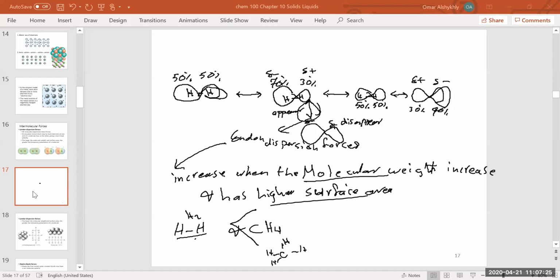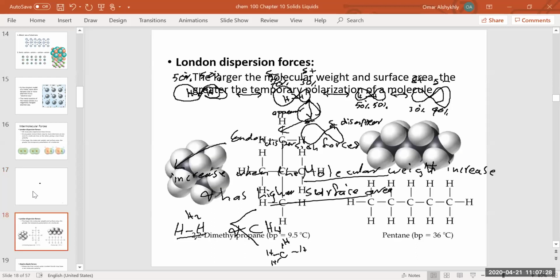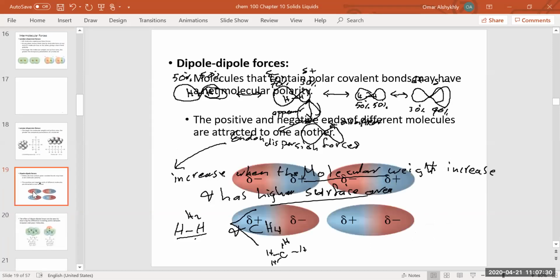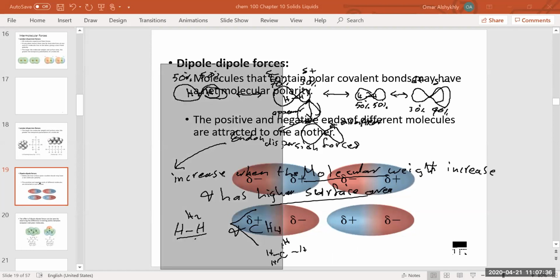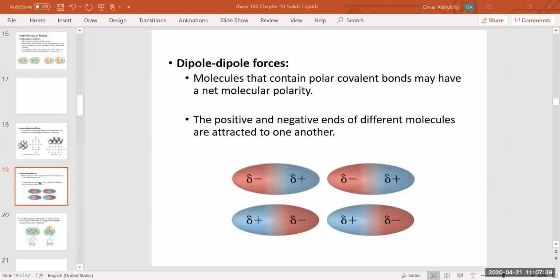Okay, now let's go to the other types of intermolecular forces, then we will start to practice. I just want to go quickly over the second type of intermolecular forces here, the dipole forces. The dipole forces are also attraction forces, and they exist only in molecules that contain polar covalent bonds and have a net molecular polarity. So they exist only in polar molecules.